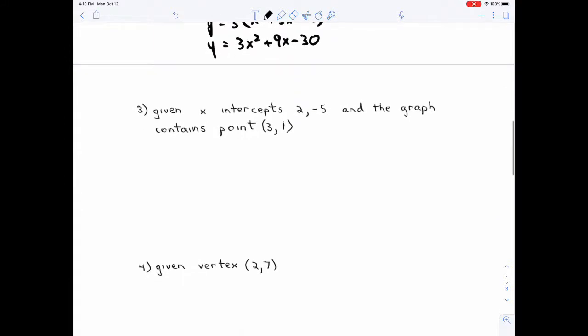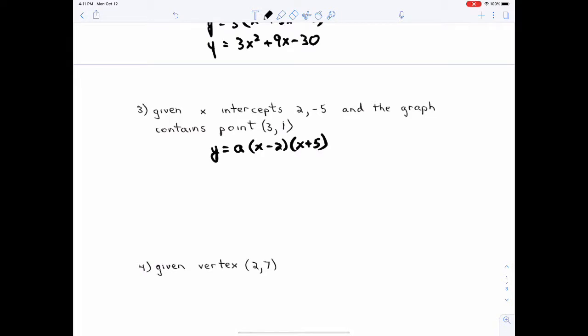Okay. So given the x-intercepts and the graph contains the point (3, 1). Well, again, I don't care what you're doing. It's going to be y equals a. Okay. Do we know the vertex? No. Okay. All we know is some random point, (3, 1). So we've got the intercepts. So it's x minus 2 times x plus 5. Just like it was up in the first 2 problems.